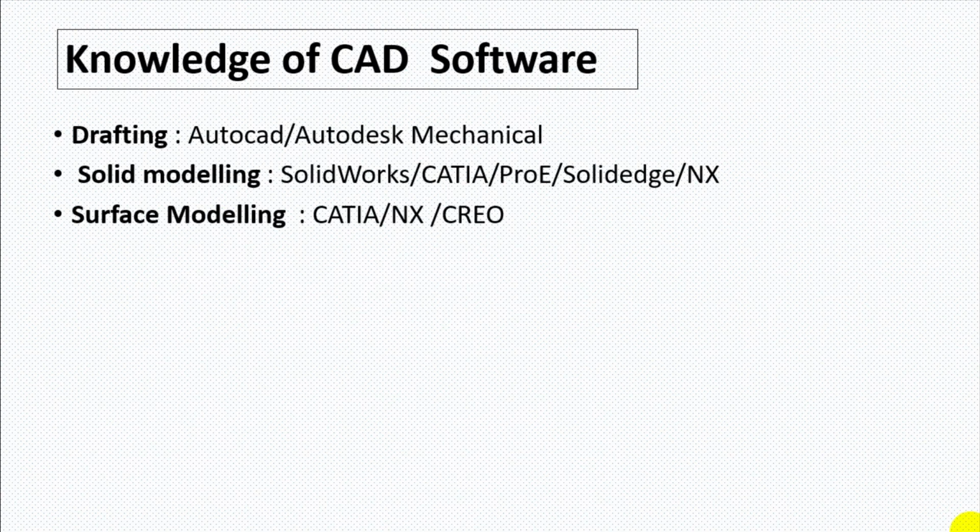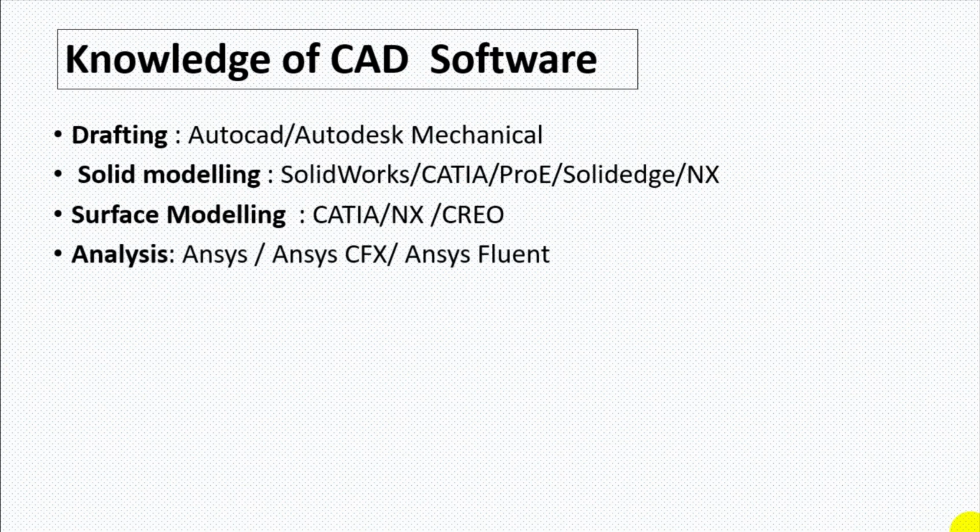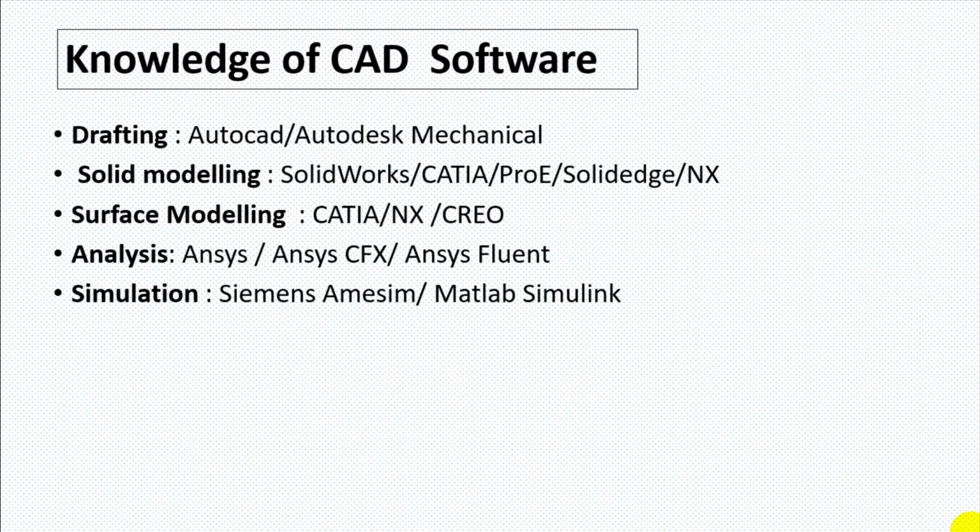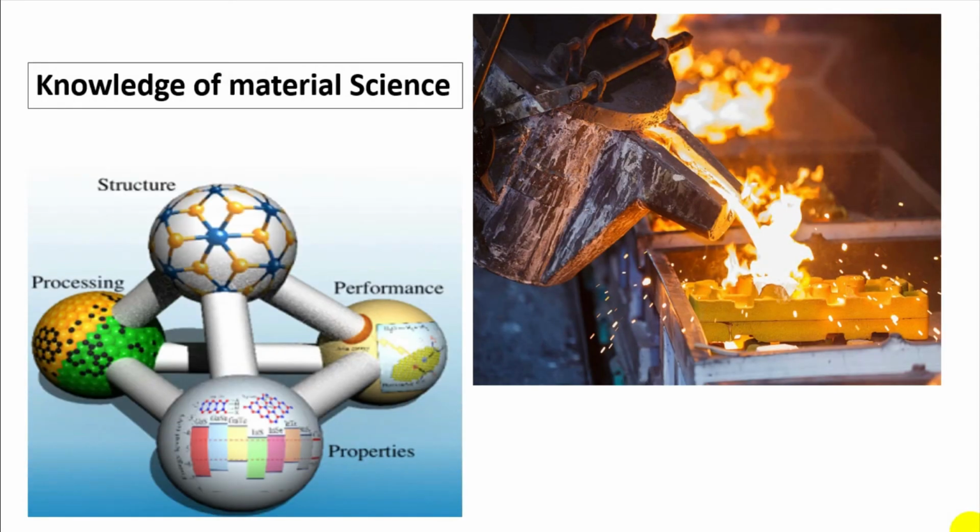And there is surface modeling. Unlike solid modeling, in surface modeling we model surface parts, and CATIA, NX or Creo are especially useful. In the analysis sector, ANSYS is mostly useful, and ANSYS CFX, ANSYS Fluent, and ANSYS CFD analysis are very useful in industry. In the simulation area, Siemens and MATLAB Simulink are very useful. For advanced design, we also use languages such as C, C++, and Java, which are also useful in design.